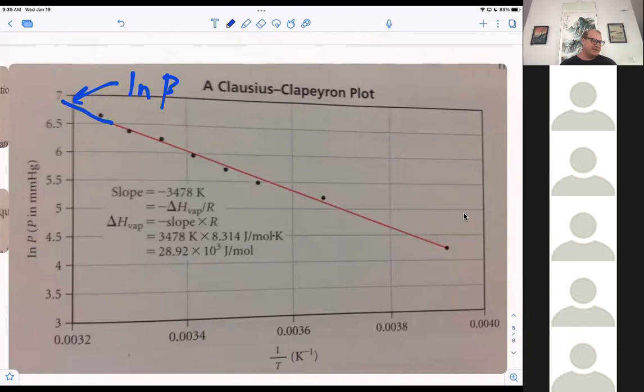This is known as a semi-empirical model. Two folks, Clausius and Clapeyron, found out that if you take the natural log of the vapor pressure, with the units being millimeters of mercury, and you plot that versus inverse temperature in Kelvin, you get something that's about a straight line.